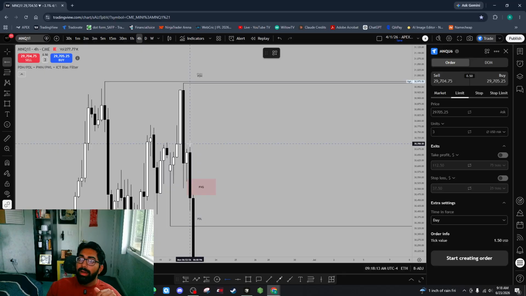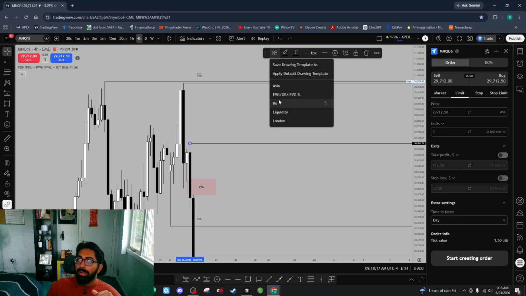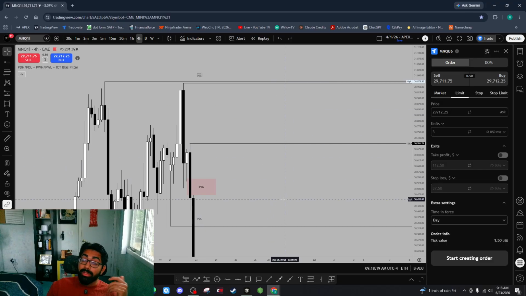Again, an intermediate high is the highest high within a bearish fair value gap. And then an intermediate low would be the lowest low within a bullish fair value gap. So we've got that bearish fair value gap right here, 3 candle sequence. This is the highest high within that zone.